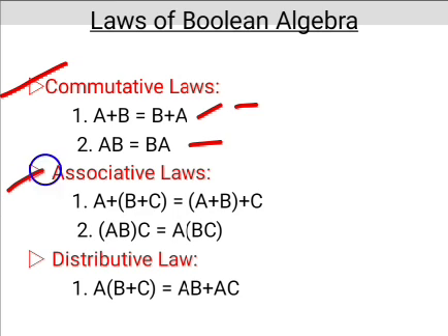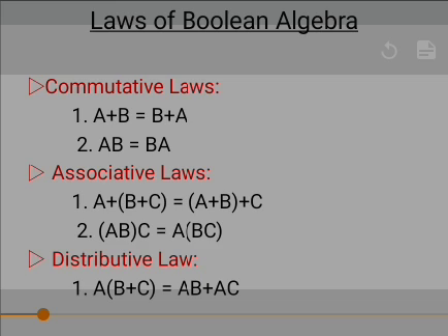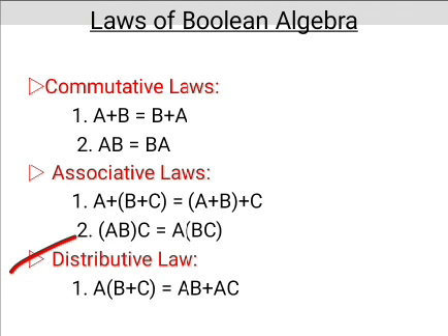Next is the associative laws. First one, A plus (B plus C) equals (A plus B) plus C. Second one, A into (B into C) equals (A into B) into C. Next is the distributive law. A into (B plus C) equals AB plus AC.